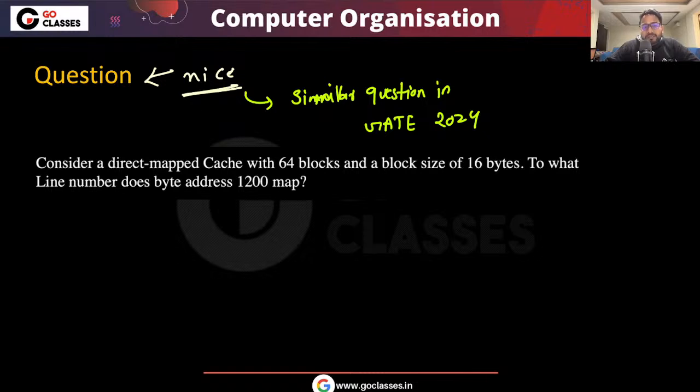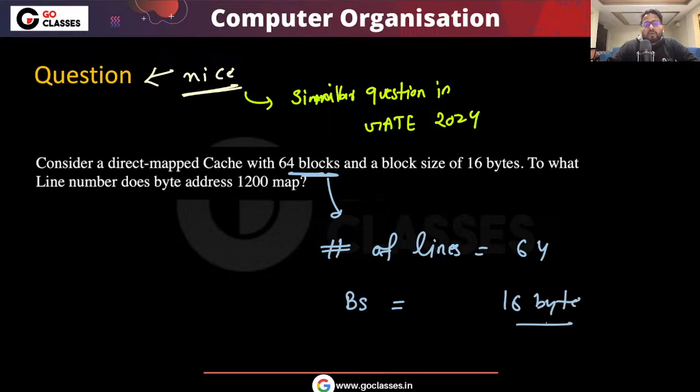They are saying a direct map cache with 64 blocks. So the number of blocks, or number of lines, is given as 64. A block size, or maybe line size, whatever, because they're talking about the cache, is 16 bytes. To what line number does 1200 map? This is a very interesting question. They are saying some byte address 1200 is there. Which line number will it map to?